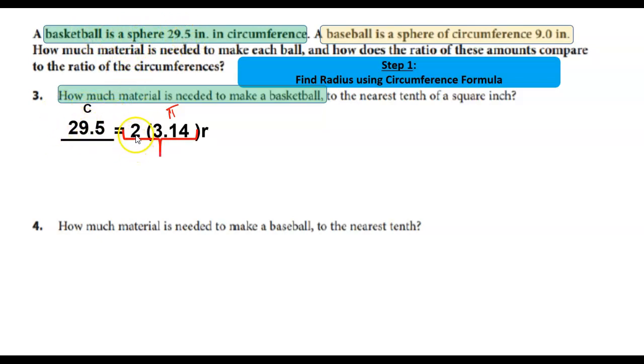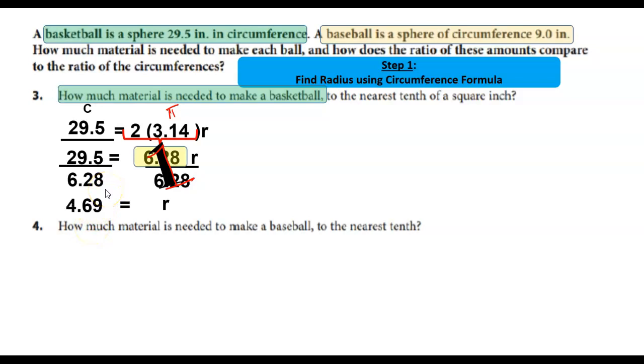Let's take a moment and multiply. What's 2 times 3.14? On pause, that would be about 6.28. I'm going to bring down the rest, the 29.5, equal sign, and r. Let's figure out what's the opposite of multiplying by 6.28. Well, we're going to divide both sides by 6.28. Anything divided by itself is just 1, a giant 1 if you will. And that means r is equal to, what would that be? If you divided that out, that would be about 4.69.